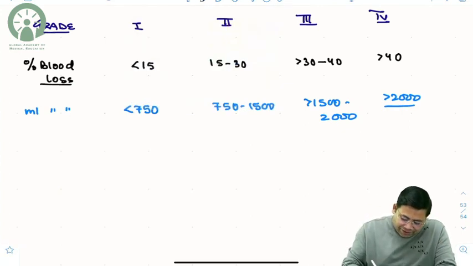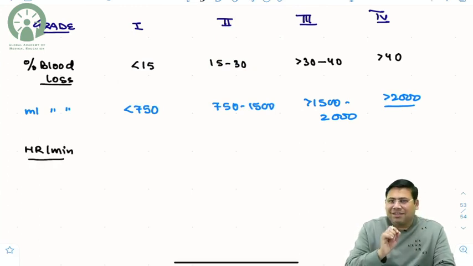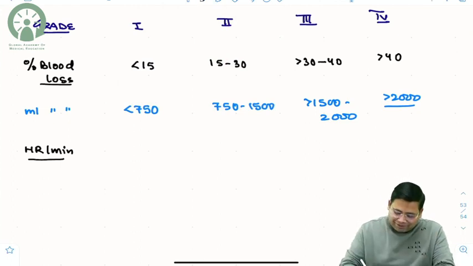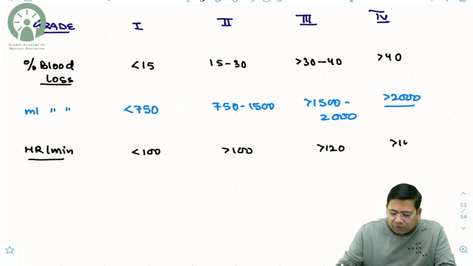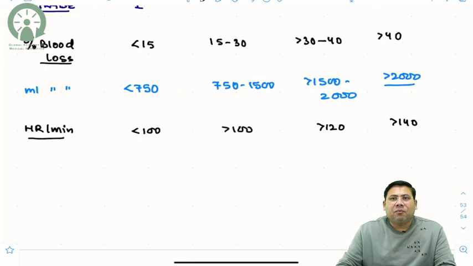The next is, let us talk about the heart rate per minute. Remember, grade 1 is always a compensated version of shock, so you will always see the parameters as compensated. So less than 100, more than 100, more than 120, and more than 140.